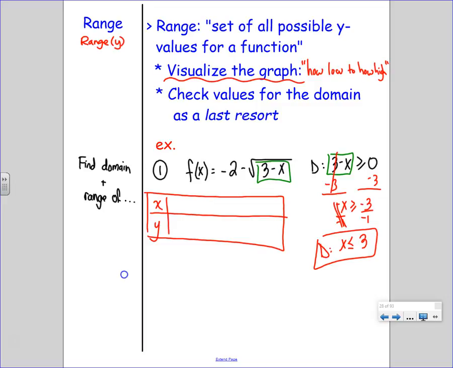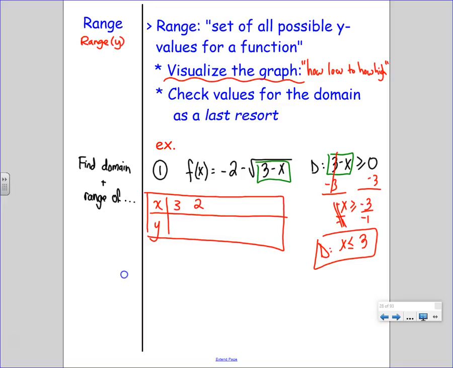This does not necessarily work on every single function, but for right now, it's the best we can do until I can review with you guys all the different transformations of graphs with all the different parent functions, which are coming. But for right now, if you don't know what the picture is, and I say try it without your graphing calculator, let's plug in 3.